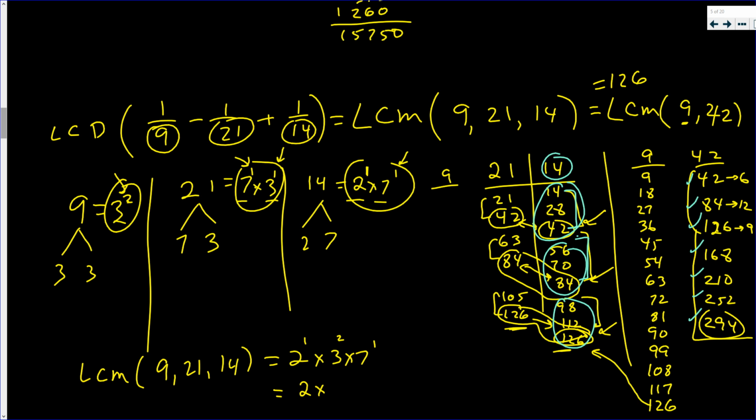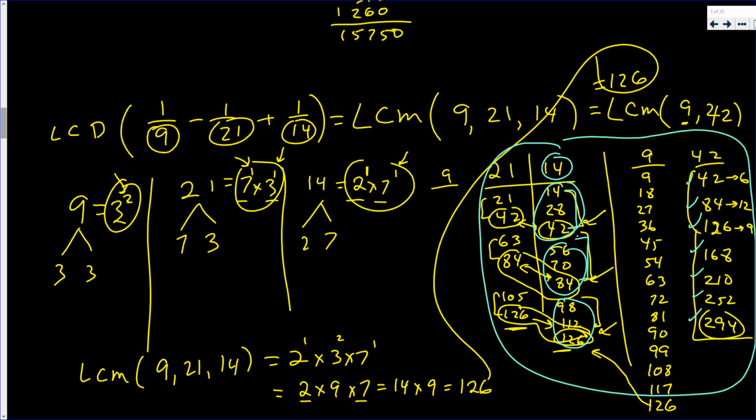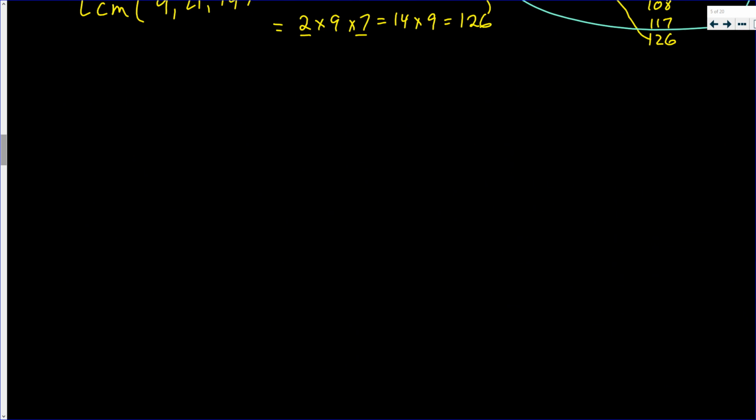So it's 2 times 9 times 7. 2 times 7 is 14 times 9 is 126. Exactly what we said the answer was. And in my opinion, we did an awful lot less work. Use the factor trees if the numbers are big. Let me just do one more.